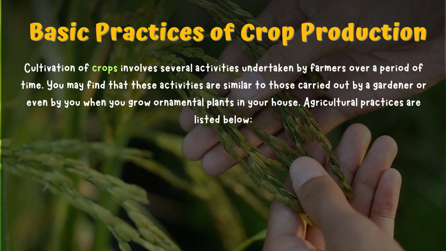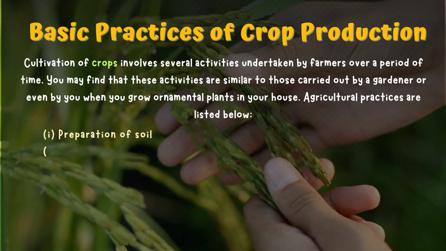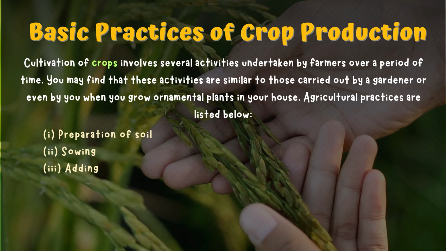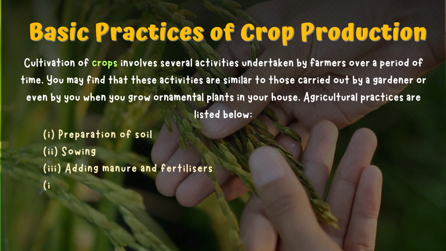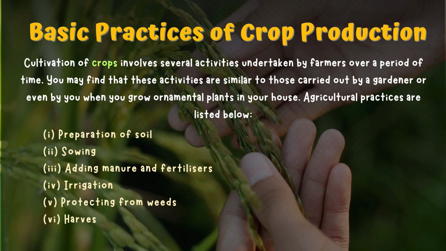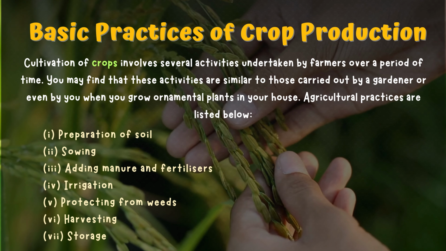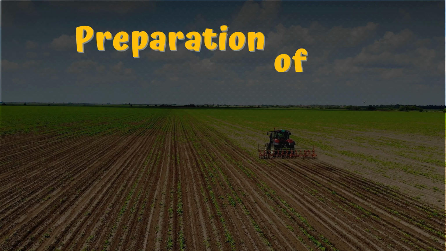Agricultural practices are listed below. 1. Preparation of soil. 2. Sowing. 3. Adding manure and fertilizers. 4. Irrigation. 5. Protecting from weeds. 6. Harvesting. 7. Storage. Preparation of soil.